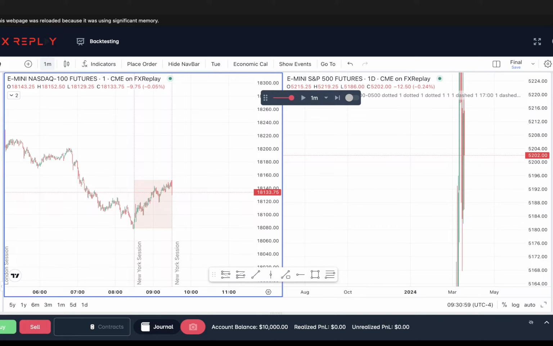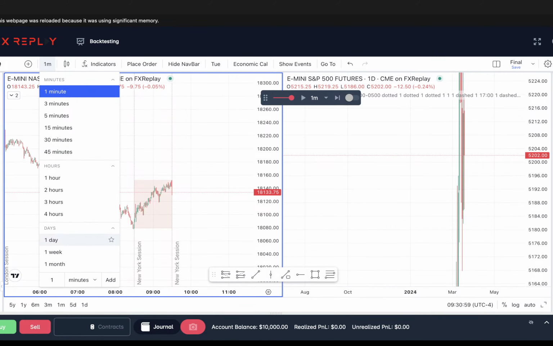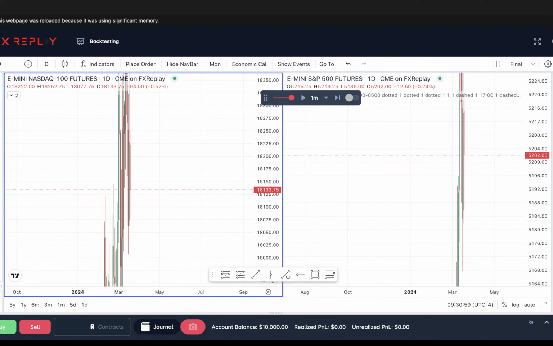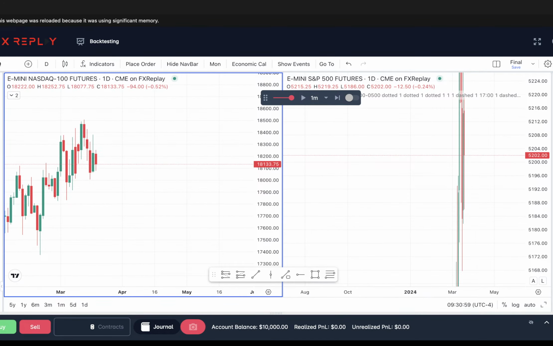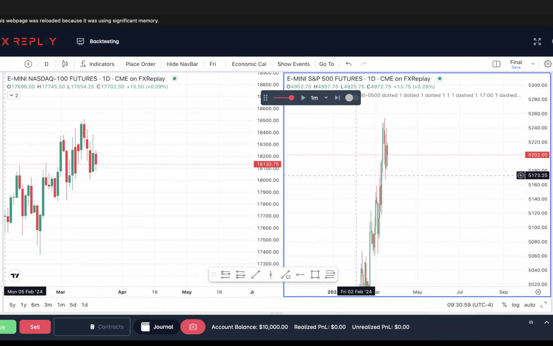There's some days, in my opinion, there's a lot of days where the daily is not going to show you much. The 4 hours is not going to show you much. That's why I go to the 1 hour. But today, like I said, we had that daily fair value gap right there. So that's just where we were.